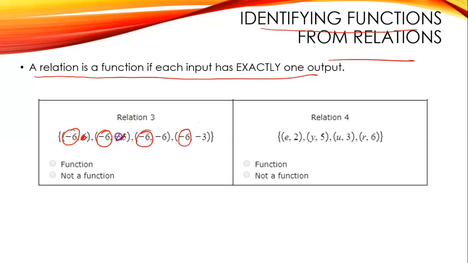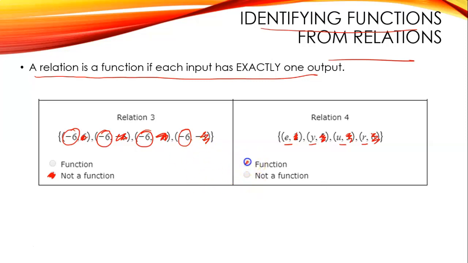We could scribble these out and never look at them. -6 here has 4 different outputs. It matches with 4 different things, which makes this not a function. But if I look at relation 4, remember, we don't care what the outputs look like. You can just look at the inputs. Right now, pause the video and decide, is this a function or is this not a function?